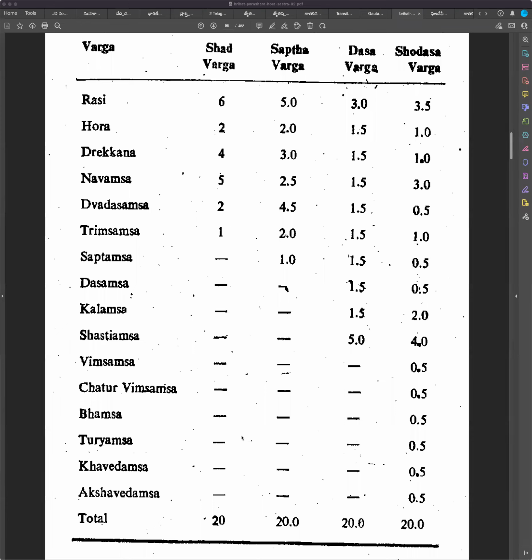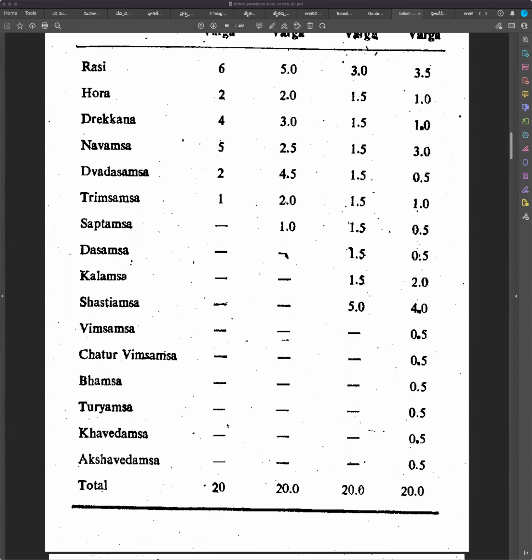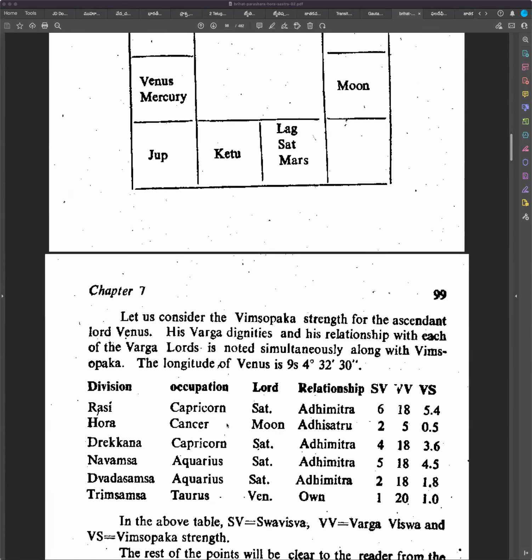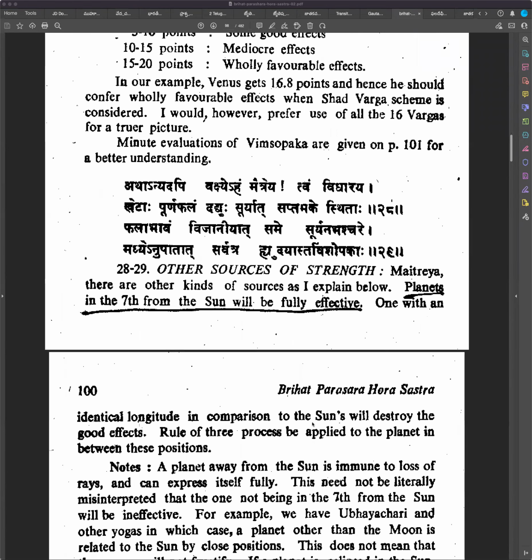So Vimshopaka Bala: Vimshopaka means 20 in Sanskrit. Each divisional chart is given some points based on the planet's position in a house, and that gets the points. Then we can decide the strength of the planet. So last week we discussed up to here. Then we start the next shloka.